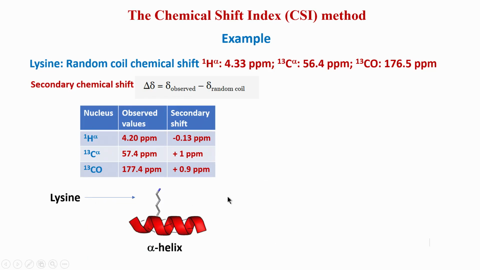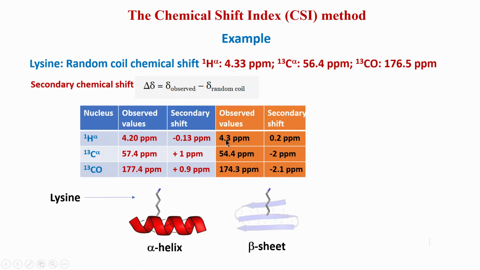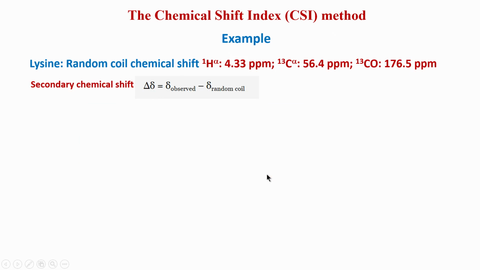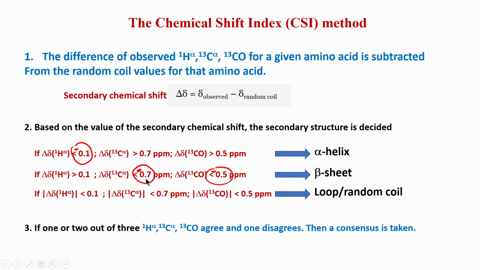Now, let us say we have seen something else. Let us say the observed value was something like this. In this case 4.3 is just 4.3, so if you subtract, it is 0.2 ppm. If you take 54.4 ppm, let us say that is the observed value for this lysine C alpha, then subtracting gives minus 2 ppm, and for this one it is minus 2.1 ppm. Now you see this belongs to this particular category here.